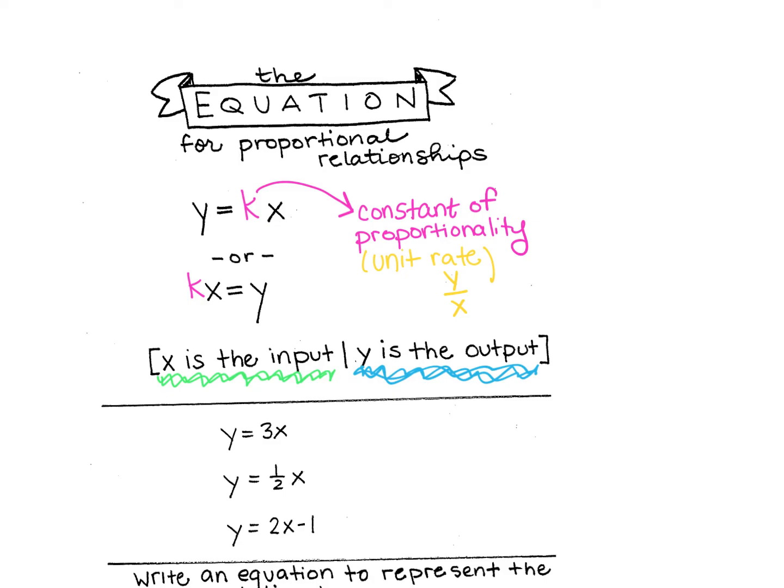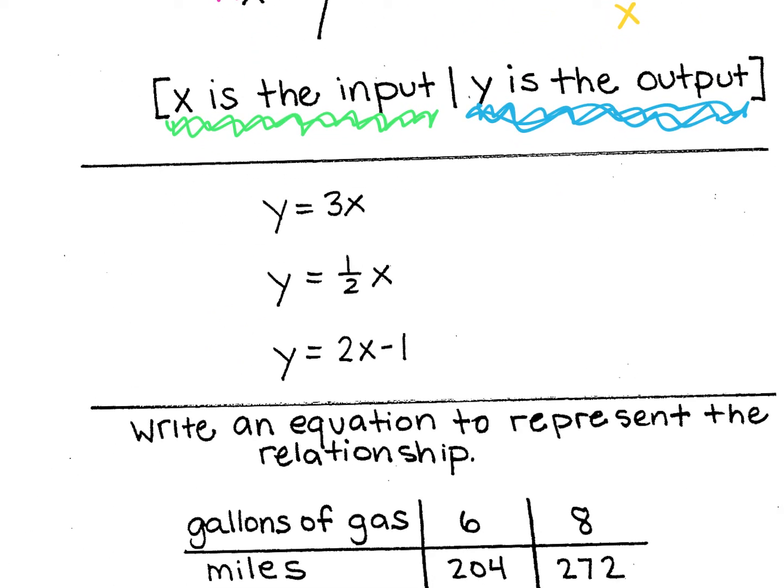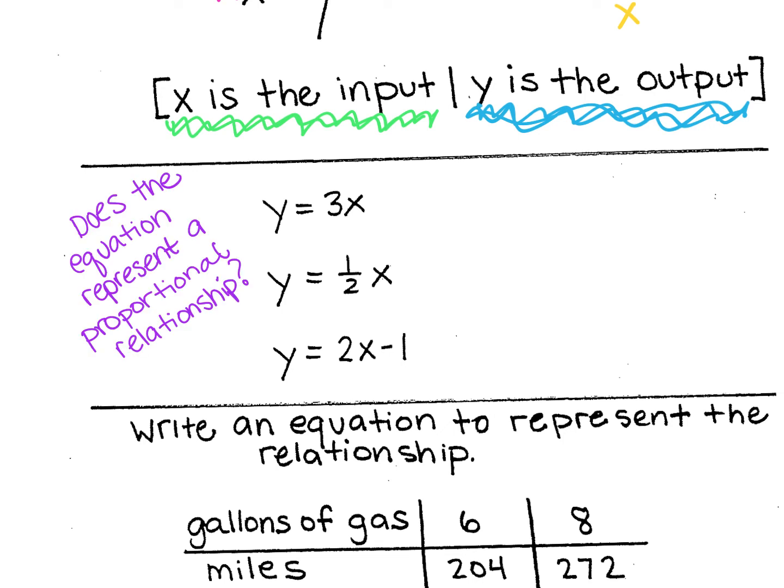So let's look at these 3 equations right here. The question is, does the equation represent a proportional relationship? And just to remind you, we're looking for the pattern y equals a number or k times x. So let's start here. Y equals 3x. Yes, this is a proportional relationship. K in this case is equal to 3.